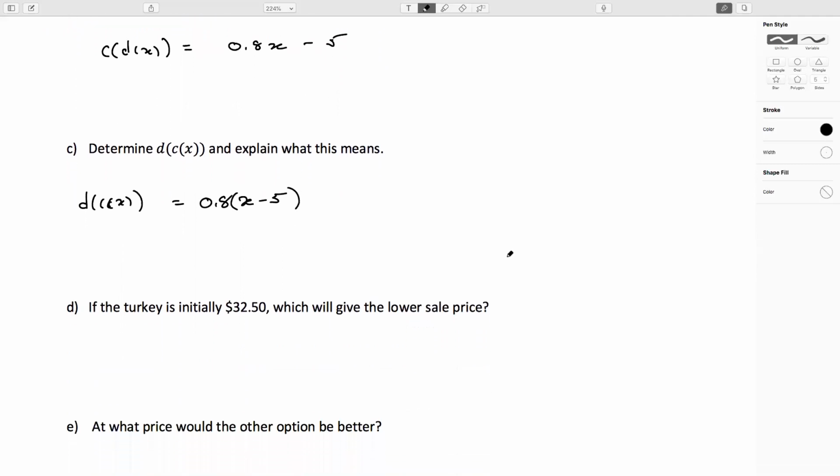The turkey is initially $32.50. Which will give the lower sale price? Technically, we want to be taking 80% off of the largest value. So we want to be taking 80% off of the total price and then subtracting 5. If we did it in the other order, and we took 80% off of the price after $5 off, we're going to lose out on some of our savings. So that means C of D of x is going to be the winner.